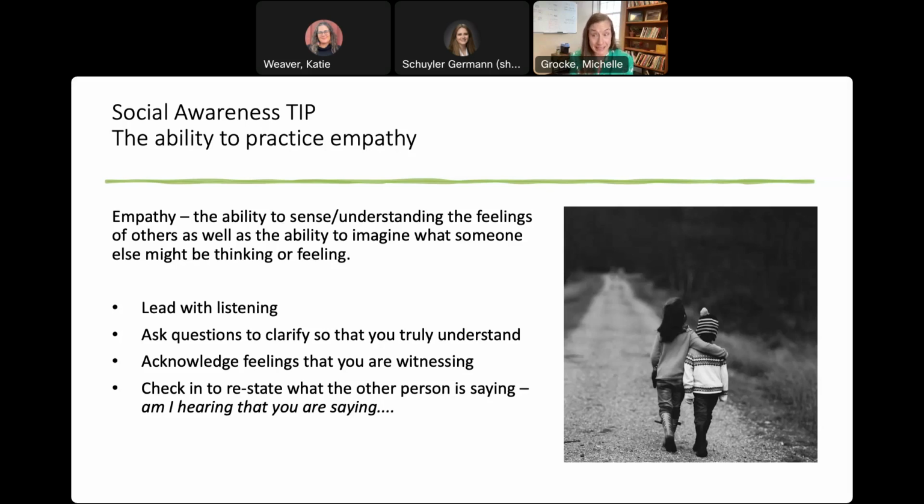are to lead with listening, right? We've talked a lot about this in the series, but to go into a conversation with an open ear, listening to the other person's perspective and not thinking of any conversation as a win-lose outcome, right? You're there to learn, to understand, not necessarily take the other person's side, but to understand where they're coming from. Asking questions to clarify so that you truly understand. Acknowledge the feelings that you're witnessing. So, it seems like you're upset about something that happened with the report. Can you elaborate, or can you let me know what might make you feel otherwise?